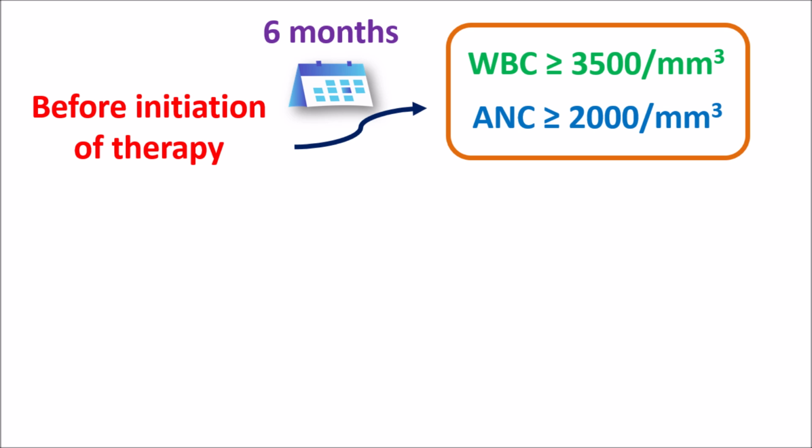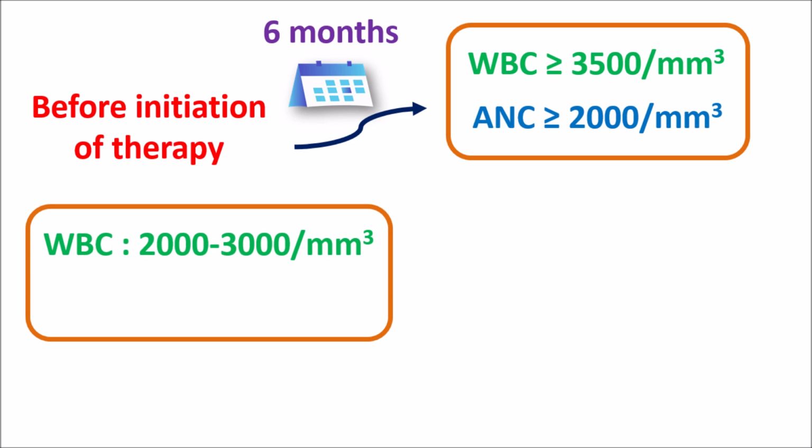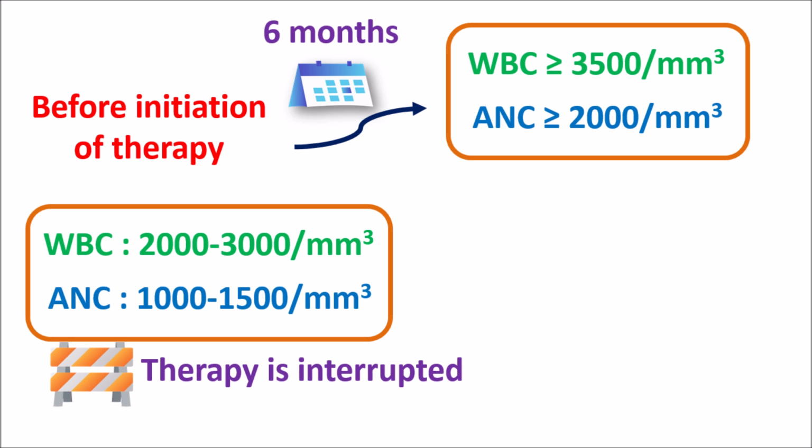And during the therapy, if we observe any abnormal counts, such as when the WBC is between 2000 to 3000 per cubic mm, or ANC is between 1000 to 1500 per cubic mm, then the therapy should be interrupted in order to restore WBC and ANC levels, and in order to avoid further development of agranulocytosis.